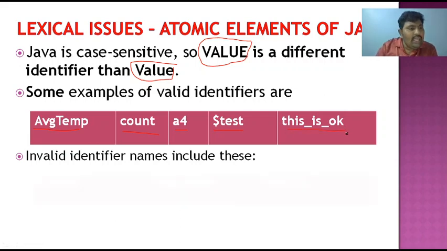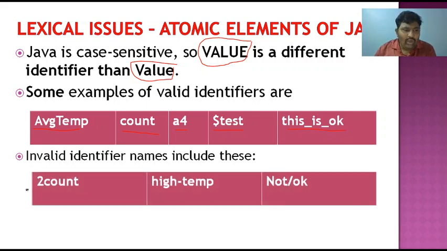Now let us see which are invalid identifiers. 2count is invalid because any identifier cannot start with a number. Next, hyphen is not allowed. Only dollar and underscore are allowed, so if you use a hyphen, it is not allowed in identifiers. Next, slash. Only dollar and underscore are allowed, so if you try to use a slash, it is also not allowed. That's why they are invalid identifiers.